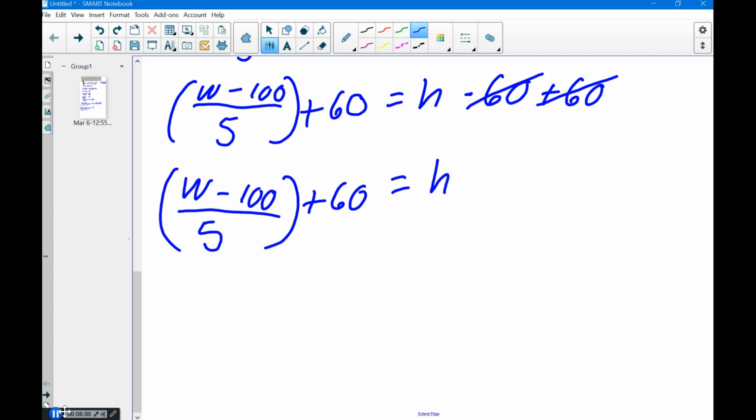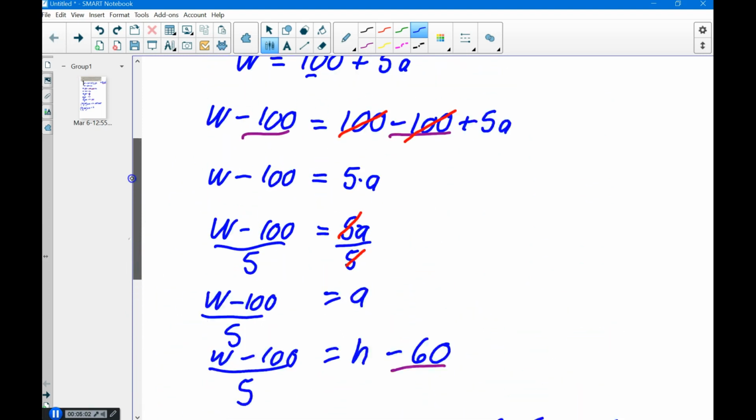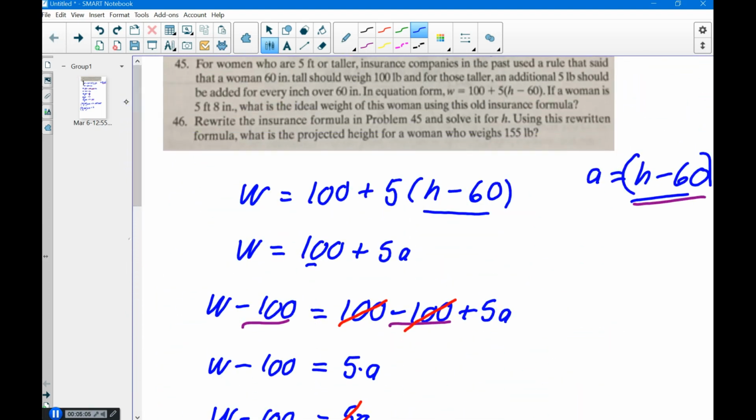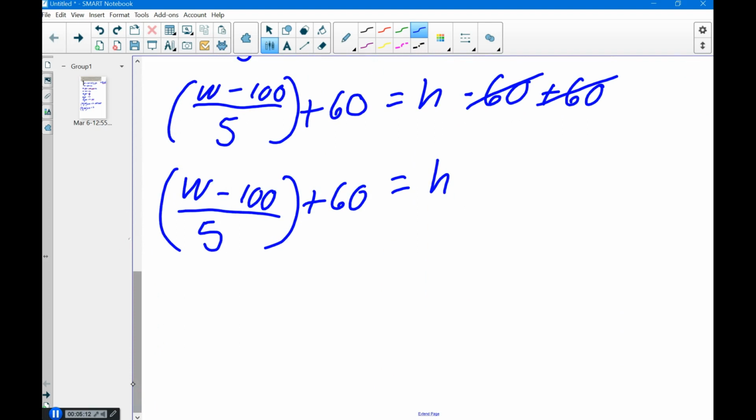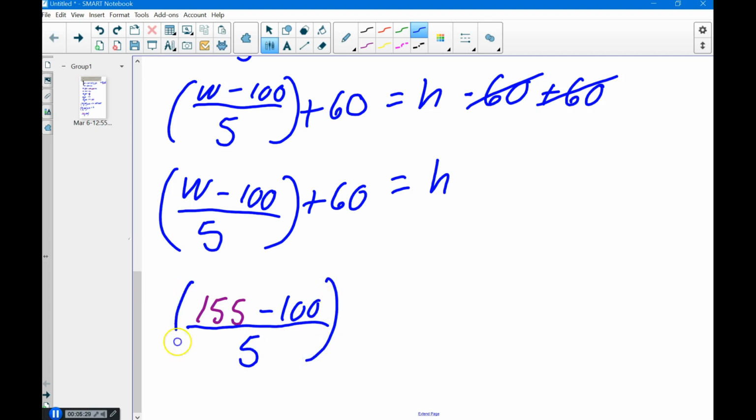Not a problem. So looking back at question 46, it says that a woman who weighs 155 pounds. So her weight's in pounds, and down here, now it's just substituting. So now I'm going to put in 155 for W minus 100 over 5 plus 60 equals my H value.